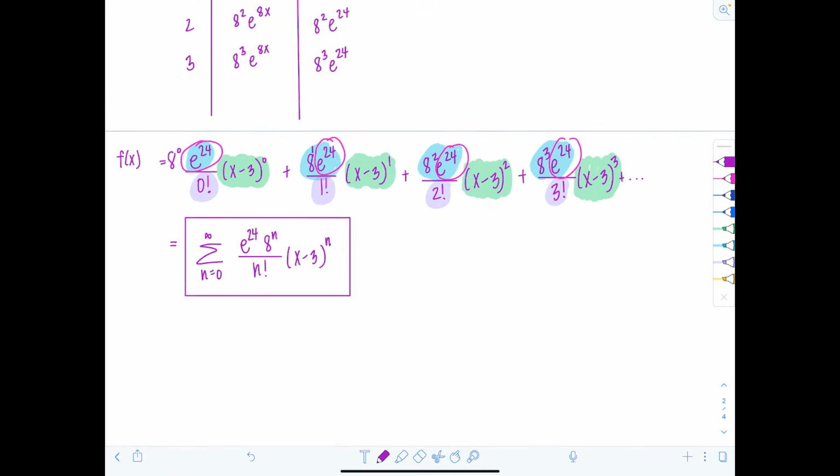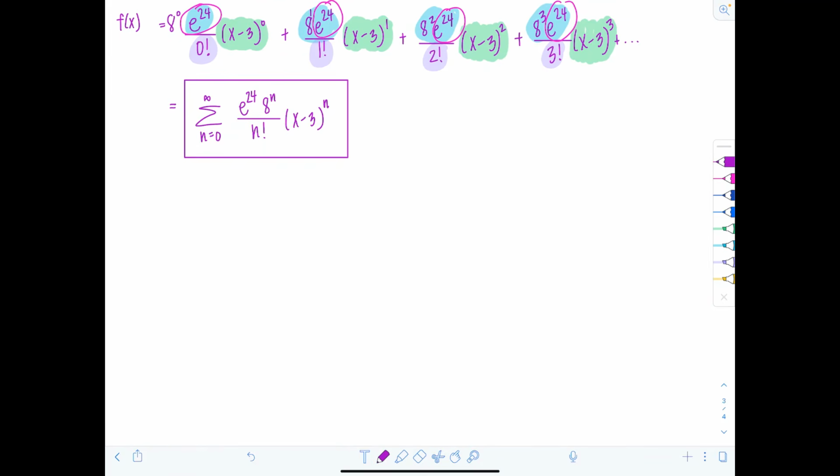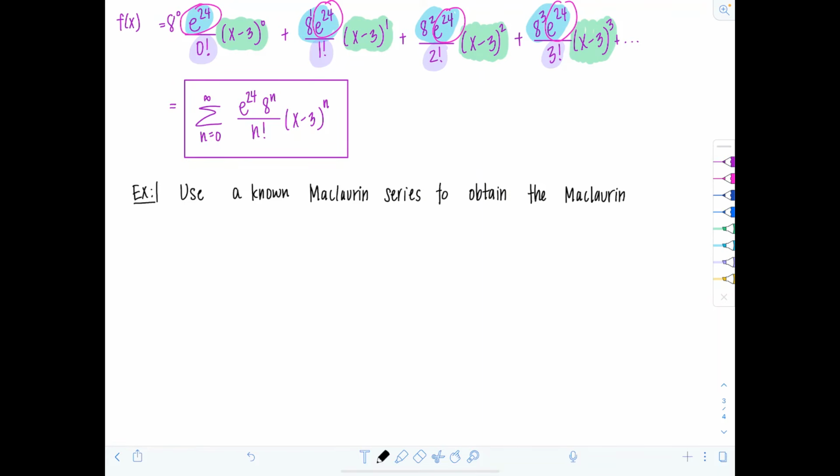That's it for using the definition. Now I wanted to show you another kind of exercise you might run into. And the directions would say something like this. Use a known Maclaurin series to obtain the Maclaurin series for the given function.